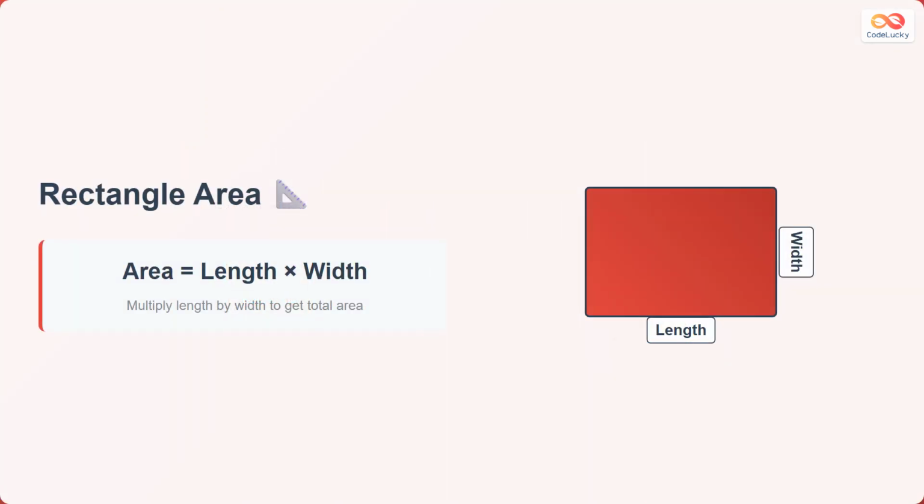Let's start with rectangles. The area of a rectangle is found by multiplying its length by its width. The formula is area equals length times width. This tells us the amount of space inside the rectangle.